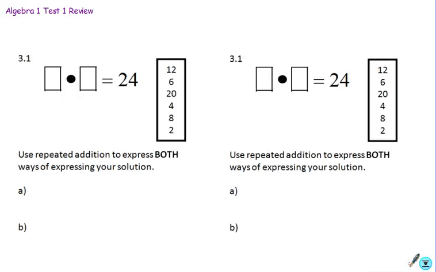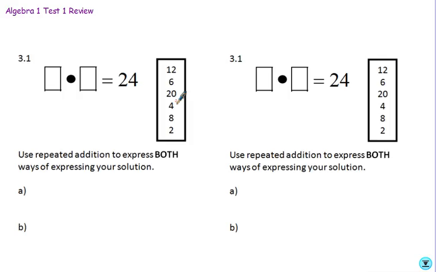Alright, with number 3, we're looking at a multiplication problem, and we're saying what two numbers multiplied together would give you 24. Right, so we're looking at the list of choices here, and maybe I just start multiplying some things together. Now 20 and 4, 20 plus 4 is 24, but that dot is telling us multiplication, so we're thinking times.